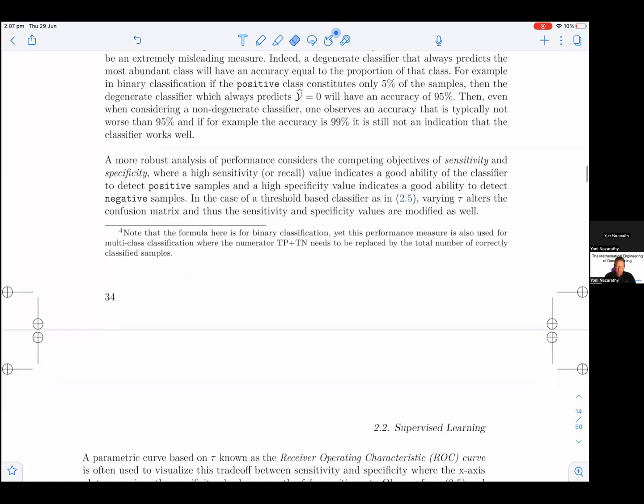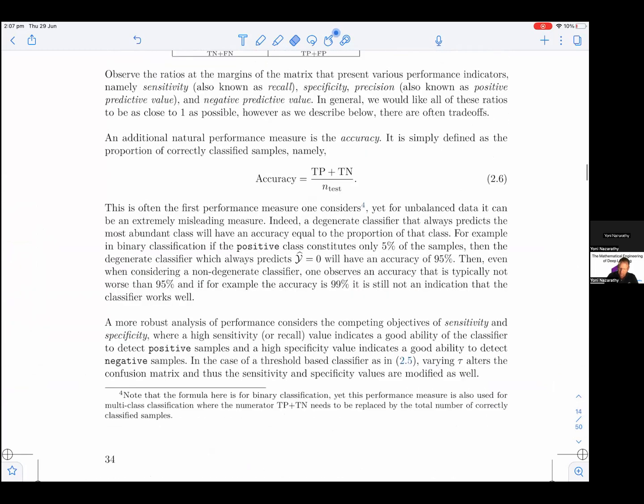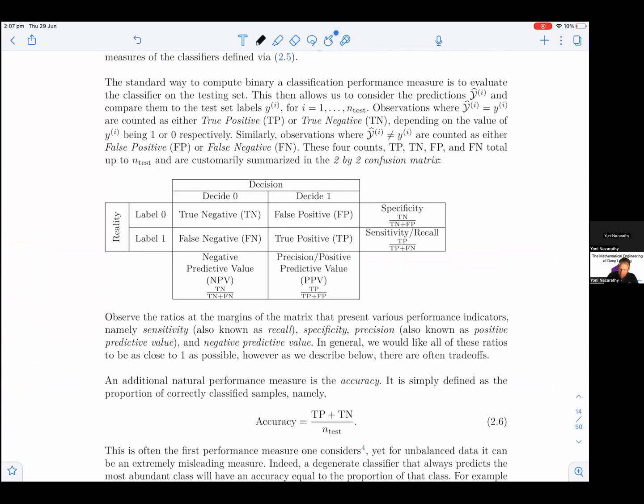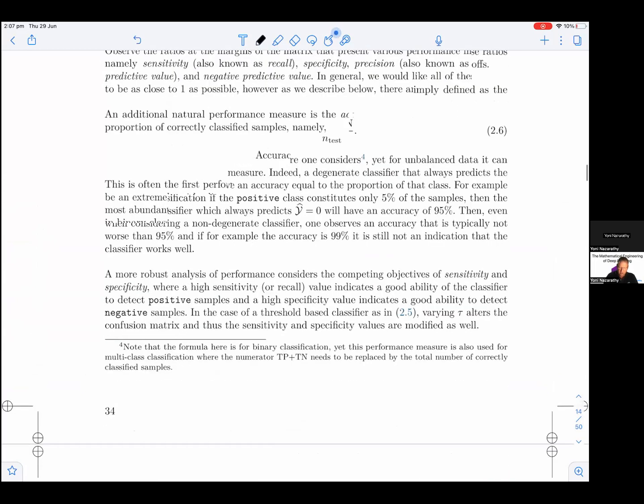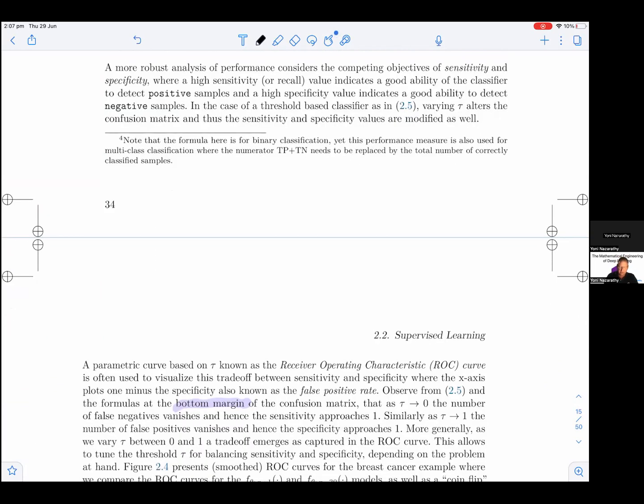A more robust analysis of performance considers the competing objectives of sensitivity and specificity. A high sensitivity or recall value indicates a good ability of the classifier to detect positive samples, and a high specificity value indicates a good ability to detect negative samples. In the case of a threshold-based classifier, as in equation 2.5, varying tau alters the confusion matrix, and thus the sensitivity and specificity values are modified as well.